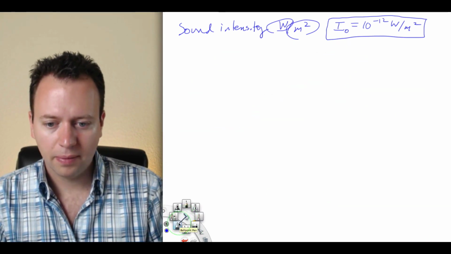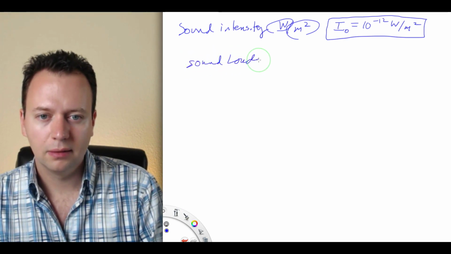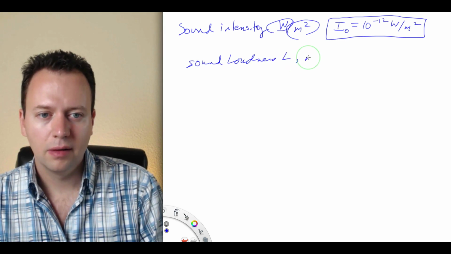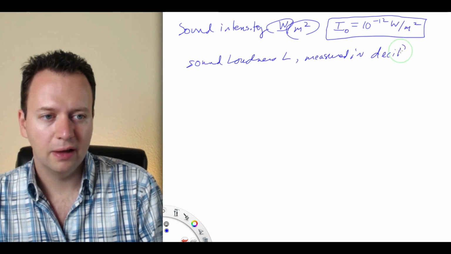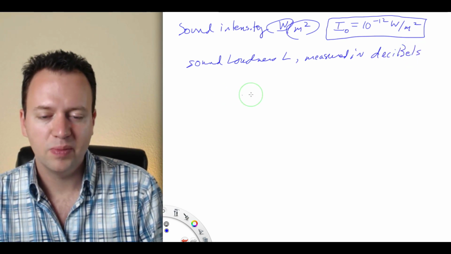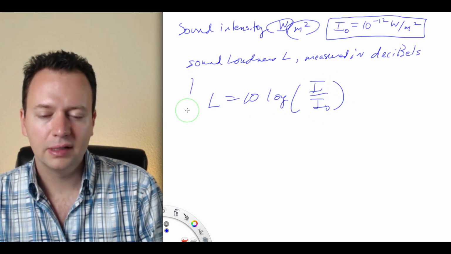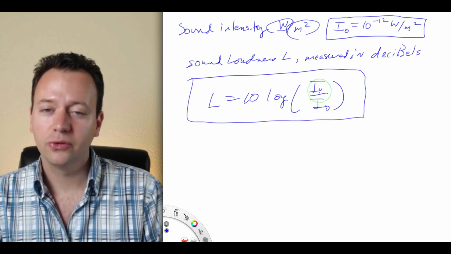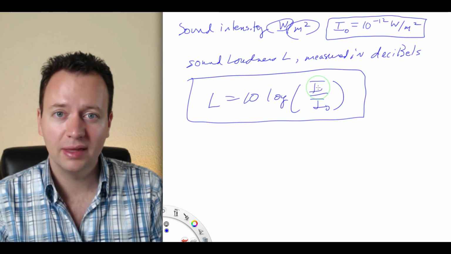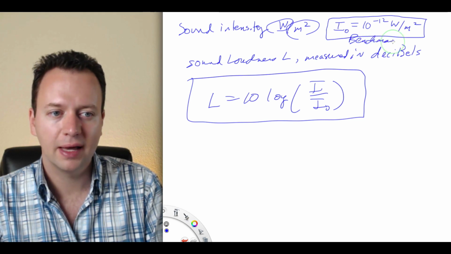So a decibel, the sound loudness L, measured in decibels, dB, is given by 10 times the log of I over I naught. This is the sound level of a sound with intensity I. So basically you're looking at the ratio between the sound intensity and this benchmark. This is basically a standard benchmark sound.